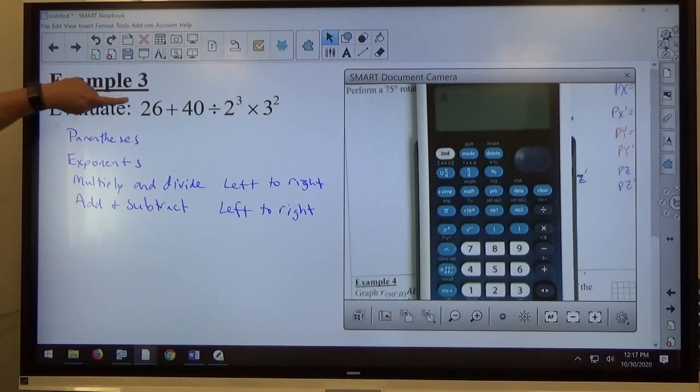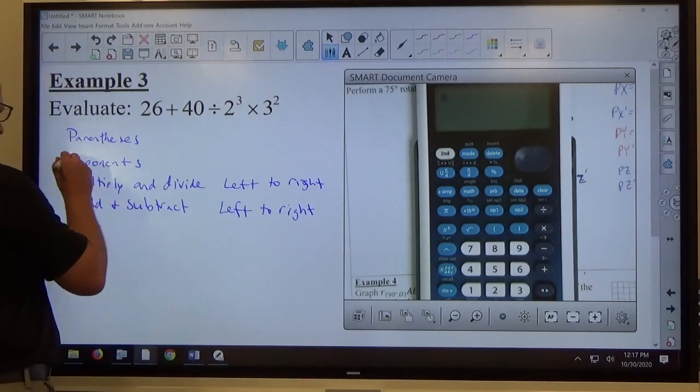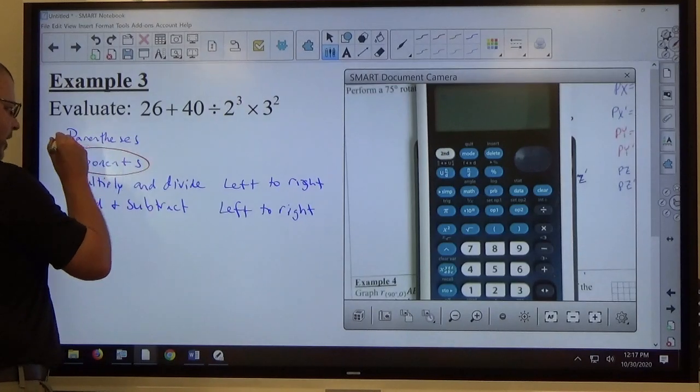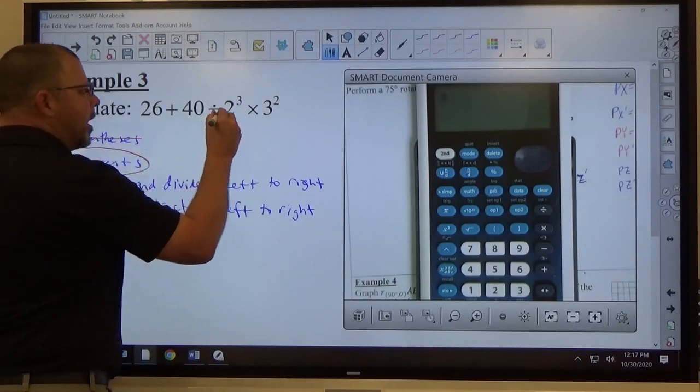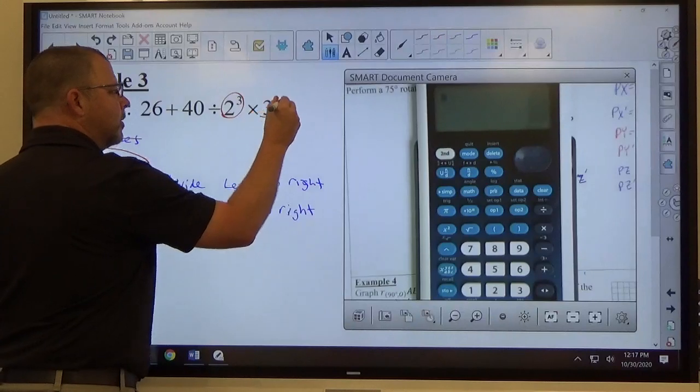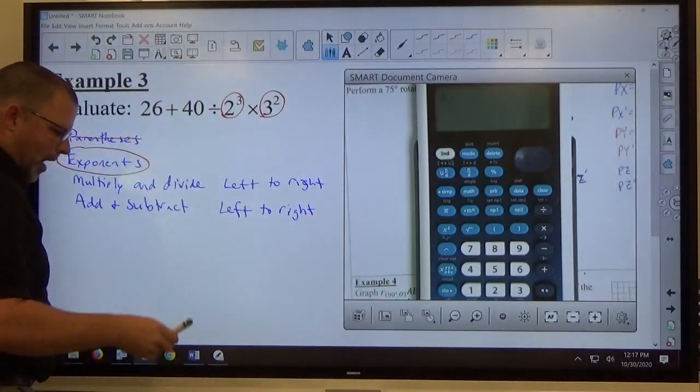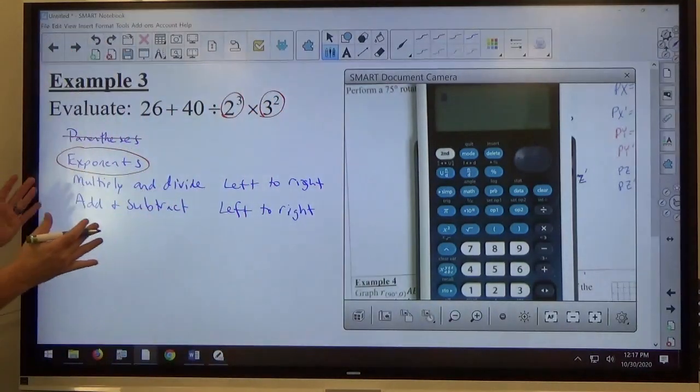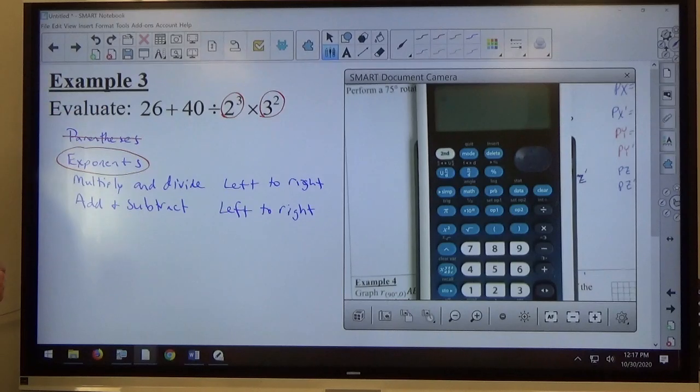So in this sense, here there are no parentheses, so we skip the parentheses phase and go to exponents. There are exponents, right? So exponents is number 2. This didn't happen, so we're not worrying about it. Exponent happens here and here. All right, so I want to evaluate the exponent. So I'm going to rewrite the problem. I'm going to change the exponents to what they actually equal.